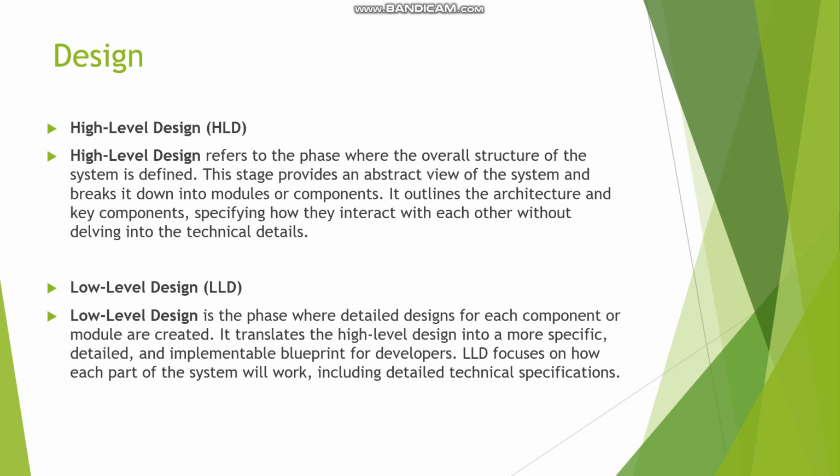Number two comes to design. Now, high level design refers to the phase where the overall structure of the system is defined. This stage provides an abstract view of the system and breaks it down into modules or components. It outlines the architecture and key components, specifying how they interact with each other without delving into the technical details.